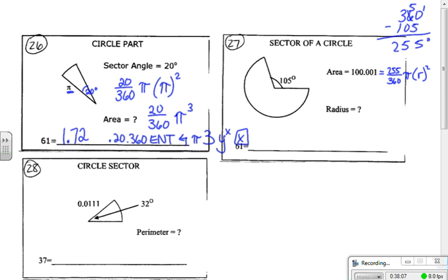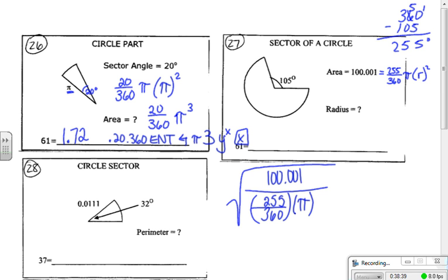Now, we have numbers on the right-hand side with the r, so we need to do the opposite of the multiplication that's going on. We need to divide by them. So we're going to start with our area, 100.001, and then we're going to have to divide by 255 over 360 times pi. And that's equal to r squared. So remember, to undo a square, we have to do the opposite. We're going to do the square root.